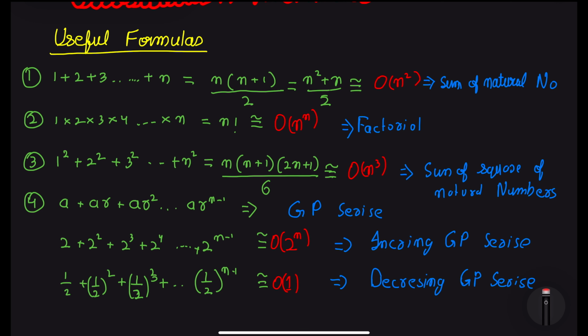Suppose you have a series like 3, 3 square, 3 raised to the power 3, and the last term will be 3 raised to the power n minus 1. So it will be big O of 3 raised to the power n.